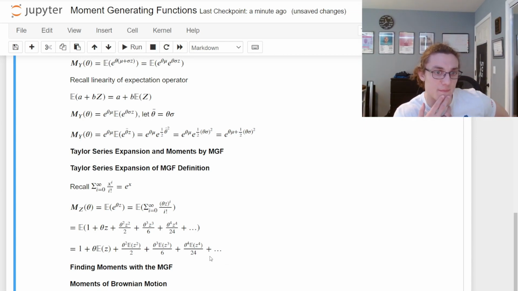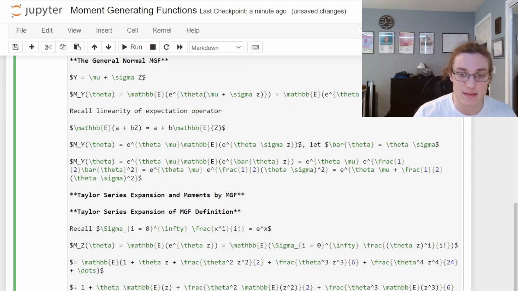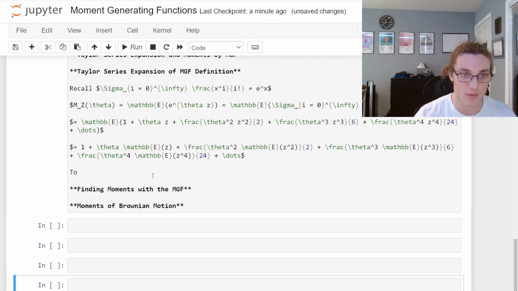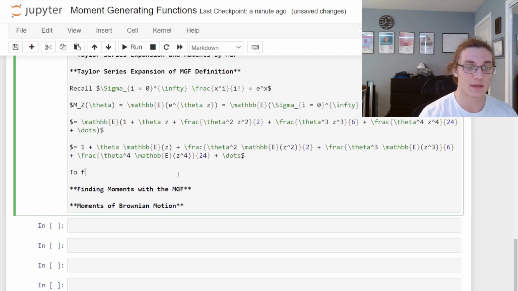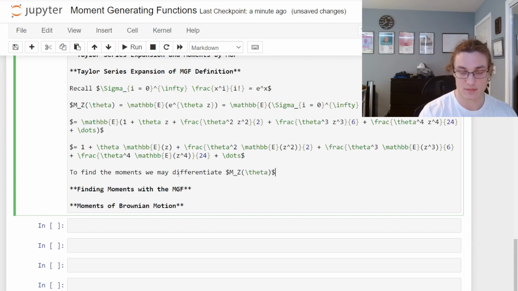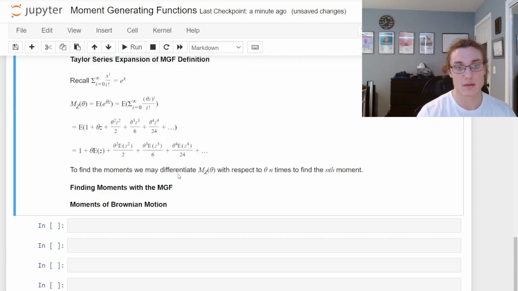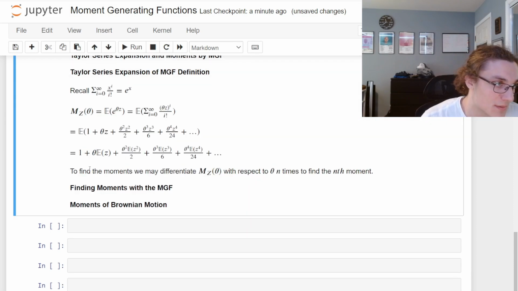So how do we actually use this? Well, to find each of the moments, watch this. We can go ahead and differentiate. So I'll add some cells here just so we can scroll more. To find the moments, we may differentiate M_Z of theta with respect to theta n times to find the nth moment. Okay? And that's really where the magic comes in here.